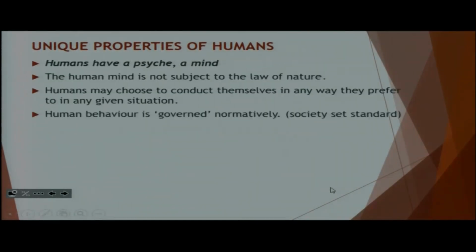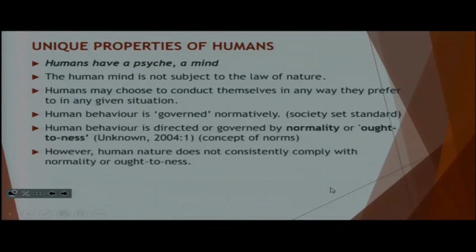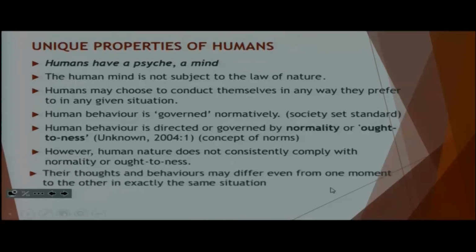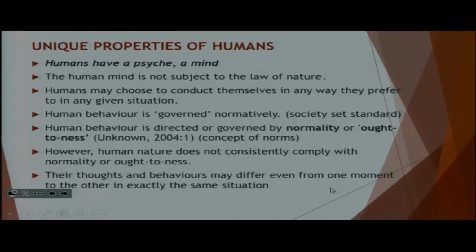Unique properties of humans: we said we are different from other hazards because we have a psyche and a mind. Let's look at those unique properties. We have a psyche and a mind. The human mind is not subject to the laws of nature. The human mind is not omnipotent. Remember those characteristics that we looked at from the laws of nature.